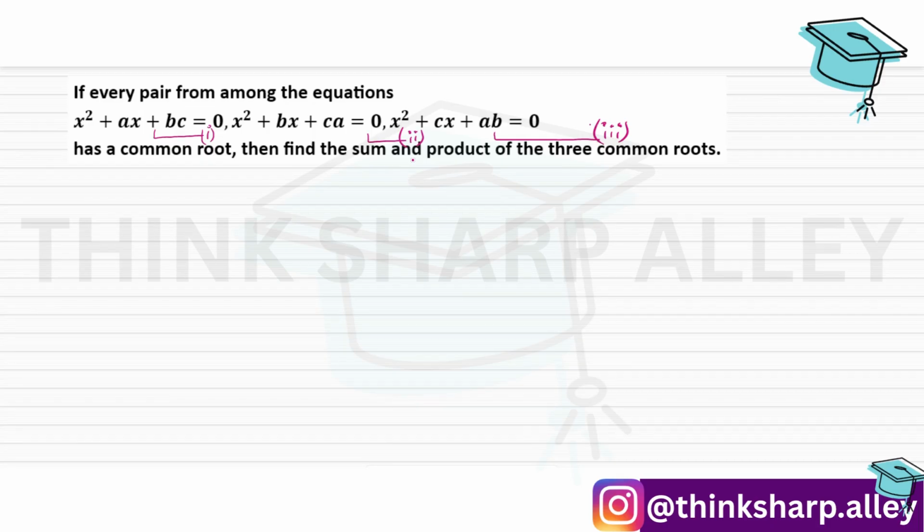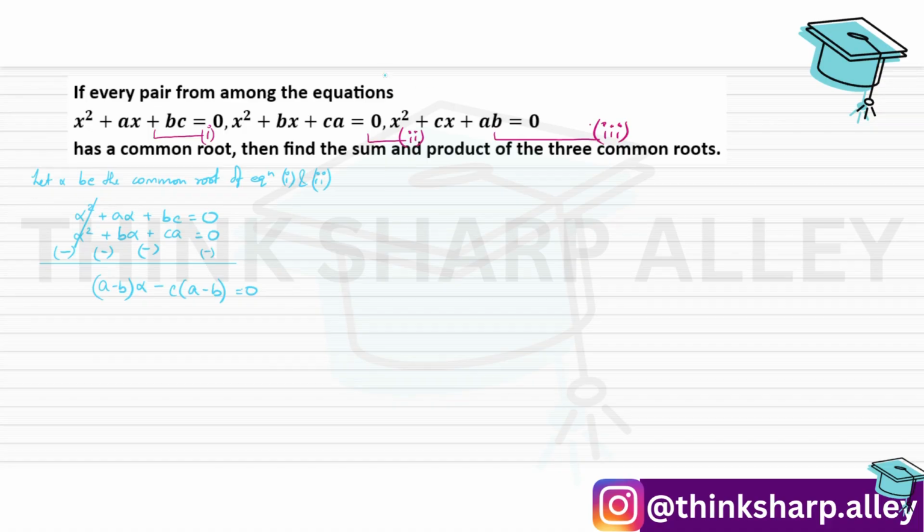Students generally do this. Let alpha be the common root between the first 2 equations. So alpha will satisfy equation 1 and 2. So we substitute alpha in place of x and eliminate alpha square. Then we take a minus b common. So from here we get either a minus b equal to 0 or alpha minus c equal to 0. So alpha is equal to c if a is not equal to b.